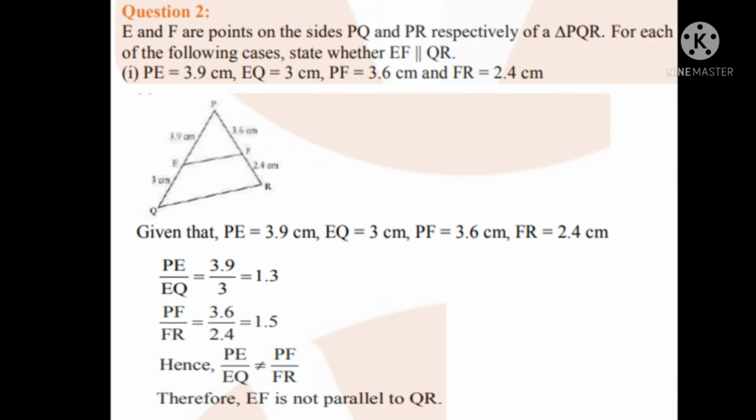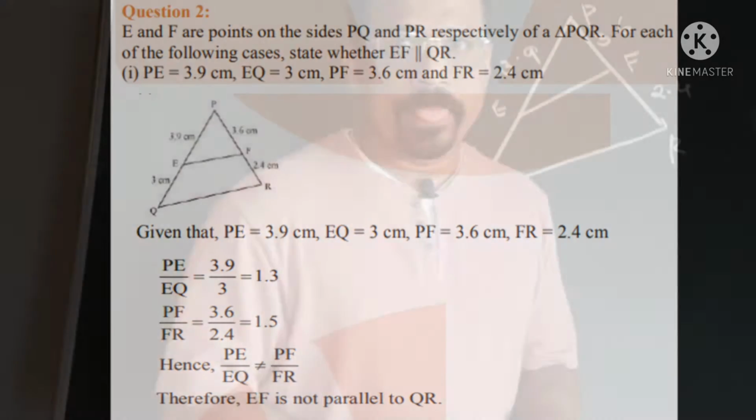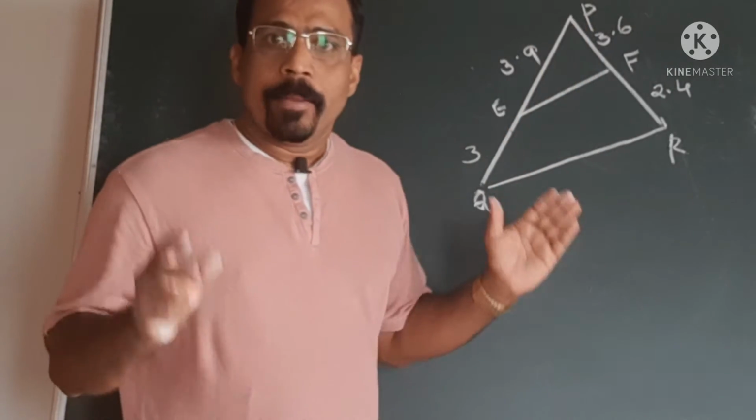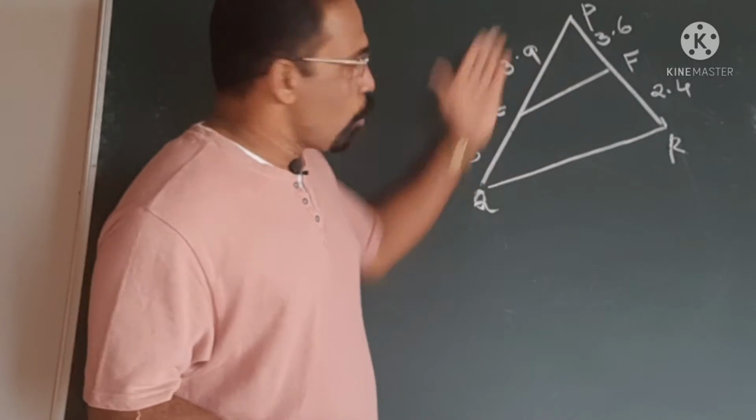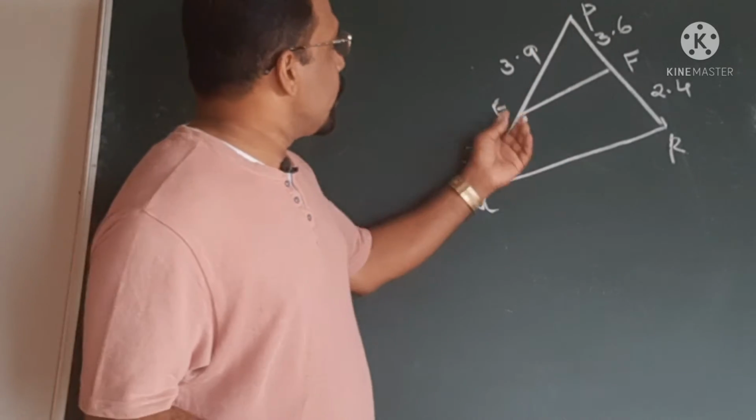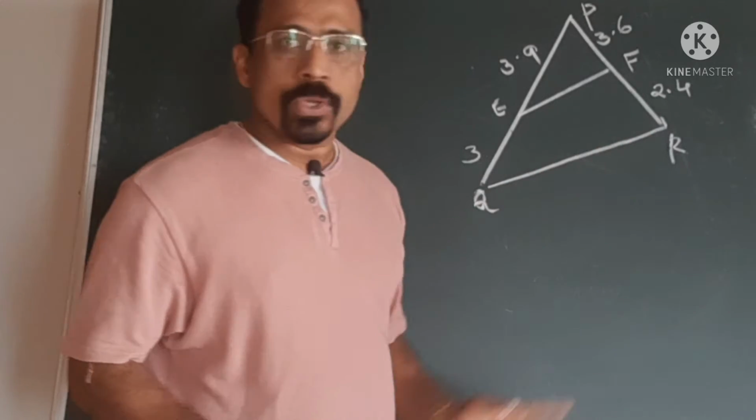Let us look at question number 2. E and F are points on the sides PQ and PR respectively of a triangle PQR. For each of the following cases, state whether EF is parallel to QR. The first case: PE is equal to 3.9 centimeter, EQ is equal to 3 centimeter, PF is equal to 3.6 centimeter and FR is equal to 2.4 centimeter. We have to show whether this follows the basic proportionality theorem. If it does, then we can say that EF is parallel to QR.